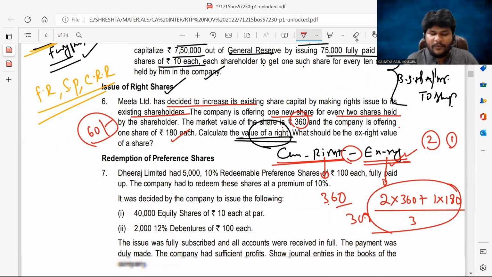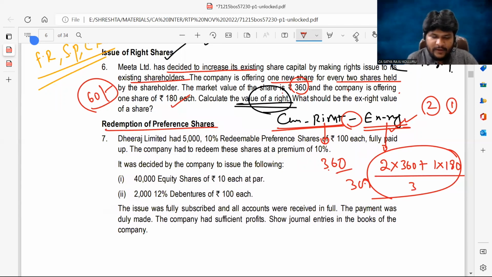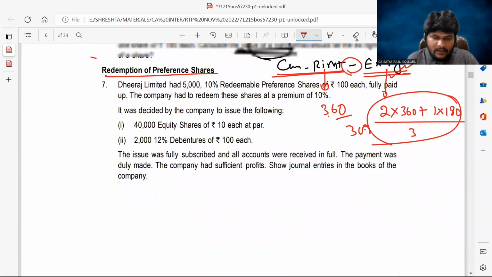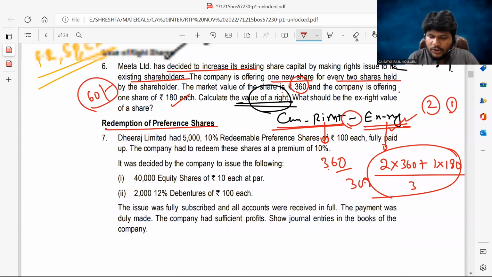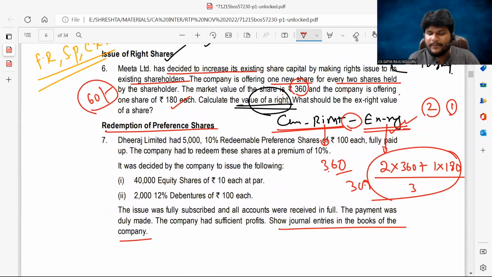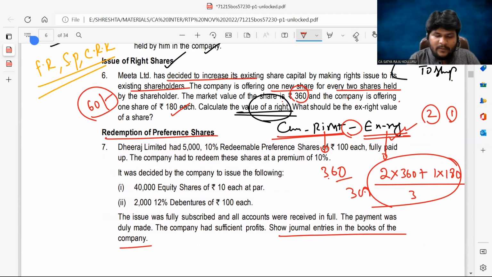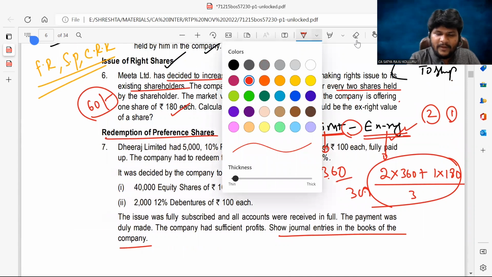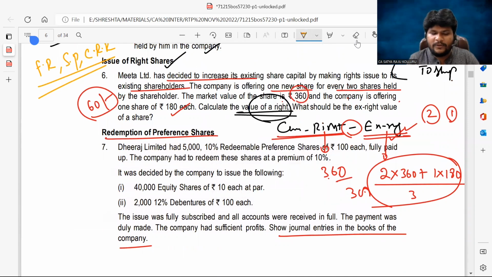Then come to the redemption of preference shares topic. Which question did they test? Let us have a look. The question is, show the journal entries in the books of the company. They just require the journal entries for the given scenario. What is that scenario? Dheeraj Limited. Sir, for redemption of preference shares, what are the base concepts? I'll tell you the base concept first, then let us have a discussion about this problem.